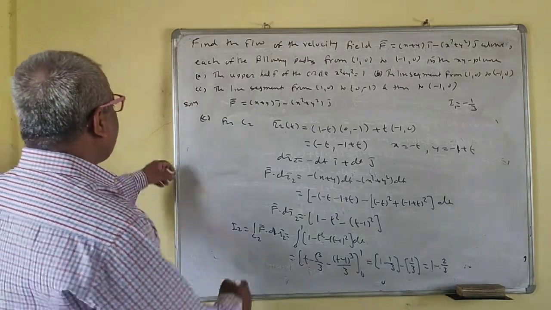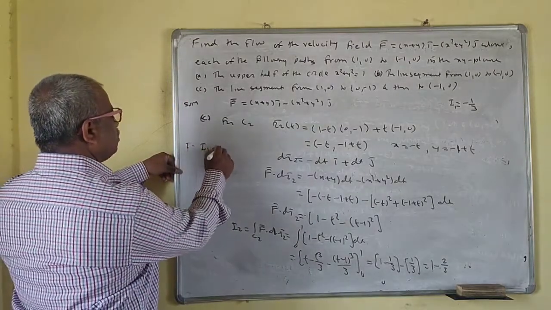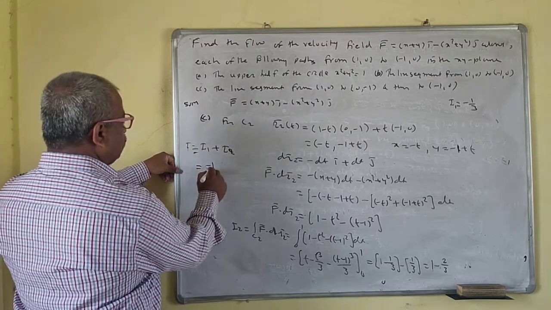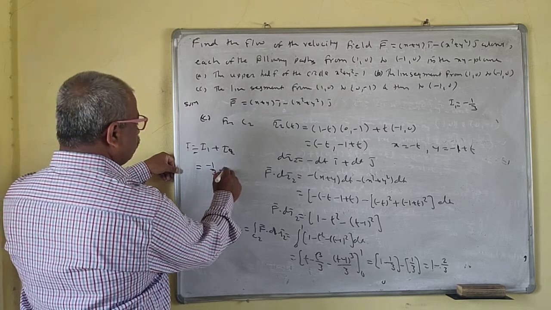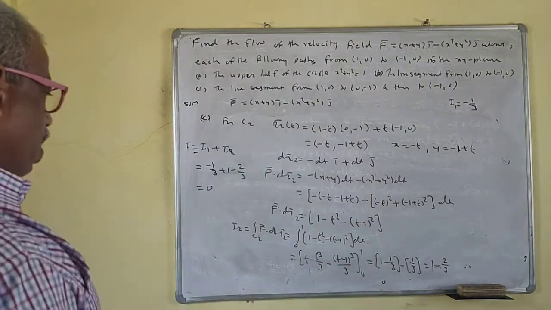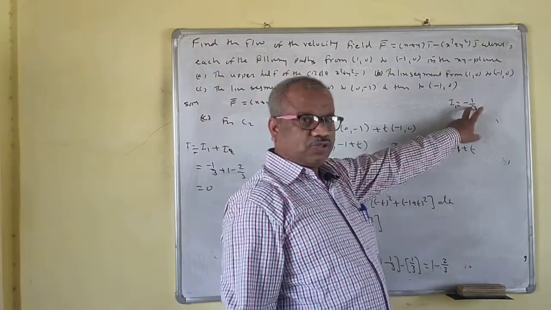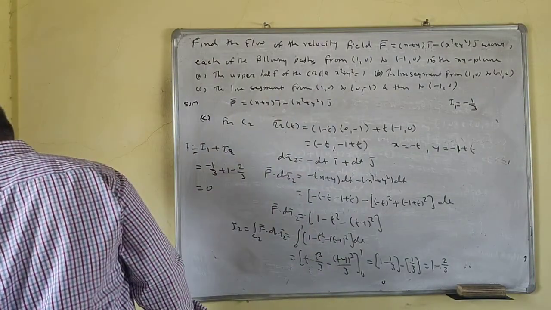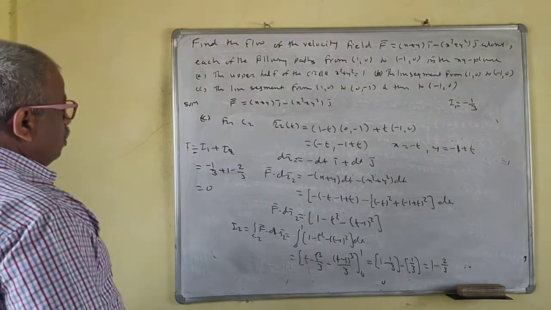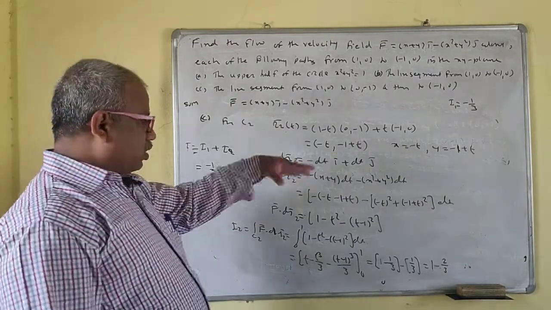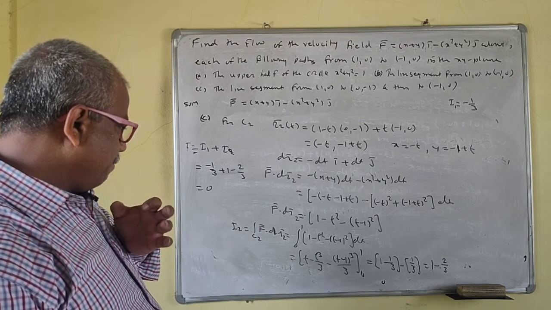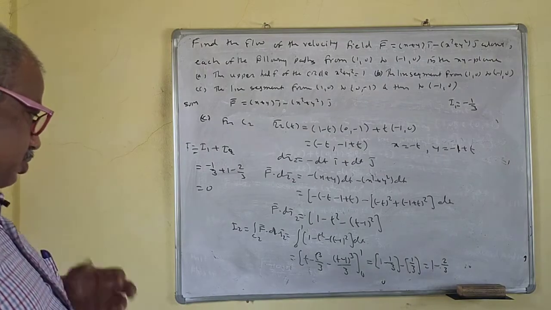So now then what? Your I is I1 plus I2. Your I1 is minus 1 by 3 plus 1 minus 2 by 3, so this is 0 we get. Okay, so we have made a mistake, I think, here. This should be plus 1 by 3. So check somewhere now. We have made a mistake somewhere in the calculation.